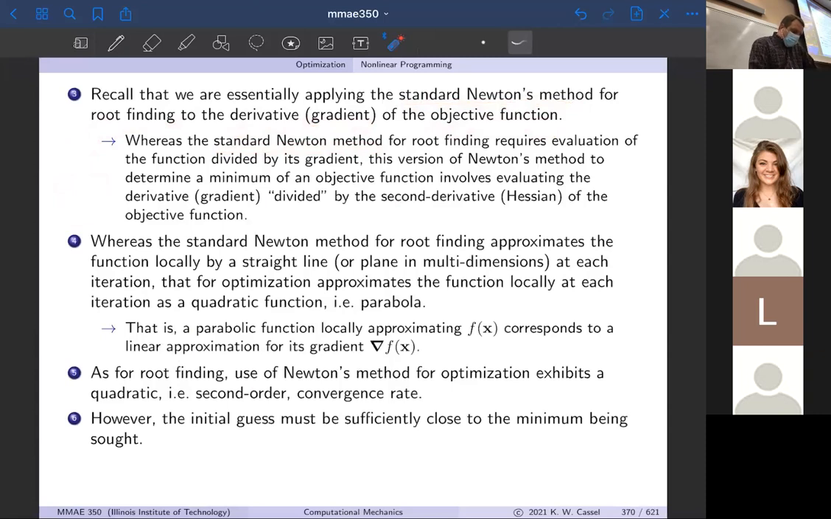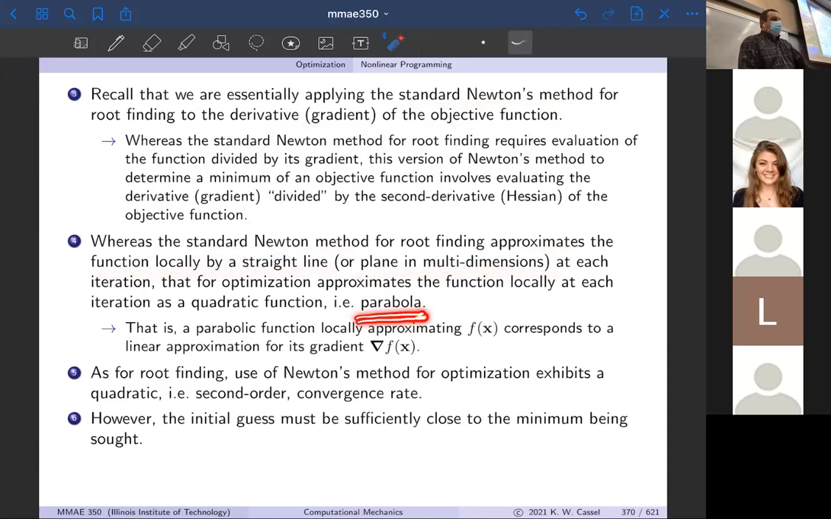Once again, whereas the standard Newton method for root finding approximates the function locally by a straight line, in multi-dimensions it would be a plane. What's happening is because you're taking the derivative first and then applying Newton's method, you're actually approximating locally the function as a parabola.